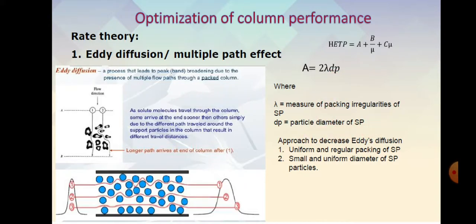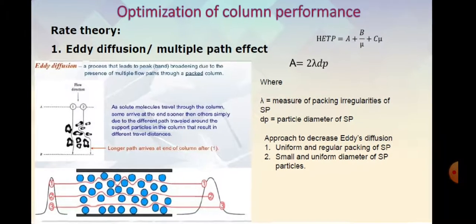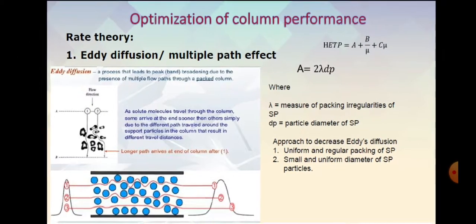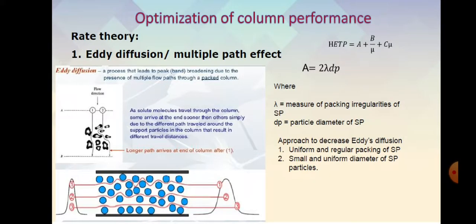So what are the approaches to decrease the eddies diffusion? As we can see in this equation, it is directly proportional, so we have to minimize the eddies diffusion, and that can be done by keeping lambda and dp low. So particle size should be as small as possible, and the packing irregularity should not be there. Uniform and regular packing and a small and uniform diameter of the stationary phase can work to keep the eddies diffusion as low as possible. So that is all about the eddies diffusion.